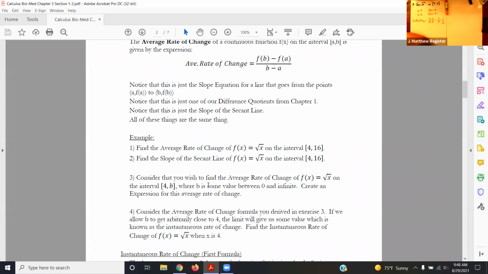3 looks a little bit more interesting. Consider that you wish to find the average rate of change of f of x equals square root of x on the interval from 4 to b, where b is some value between 0 and infinity. Create an expression for the average rate of change. So let's see if we can figure that one out.